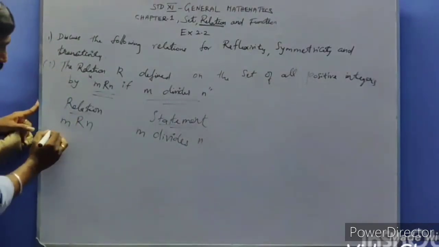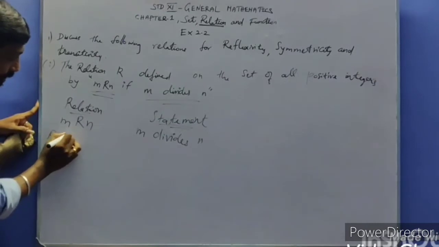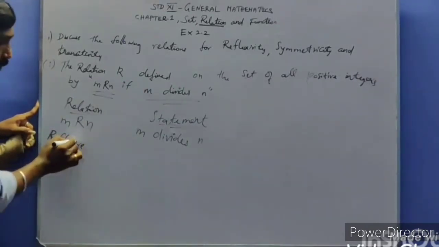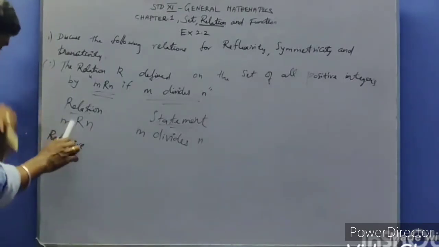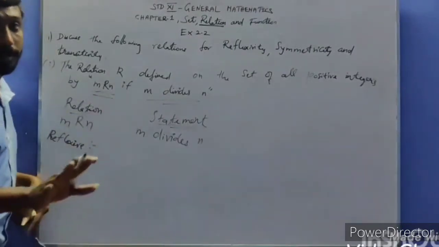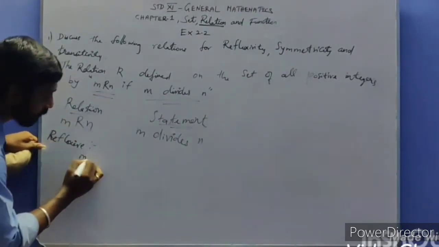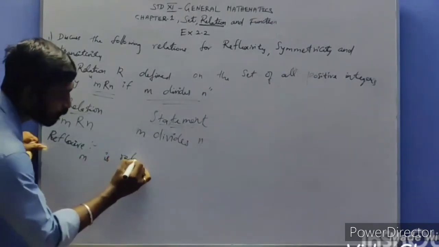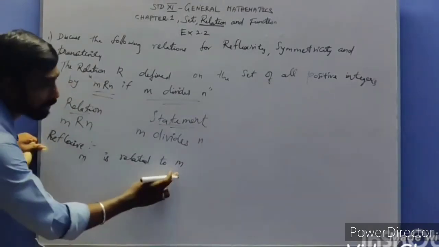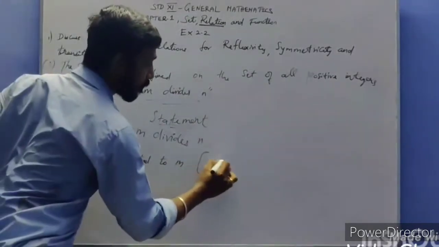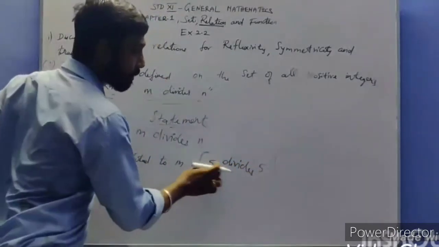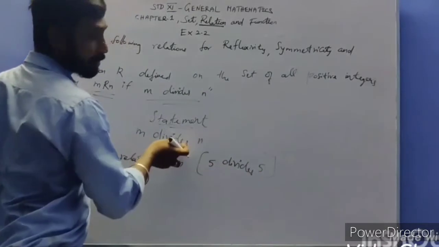First we are going to find out reflexive. What I told for reflexive, here m relation to n. Reflexive means m is related to m only. If you are taking m, then m related to m. For example, 5 divides 5. I already told you, m related to m, m divides m. The statement will be here.